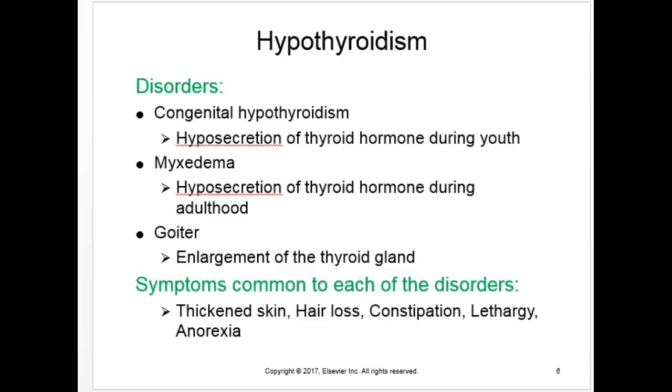Another disorder is called a goiter. So people will have a goiter. It'll be a big lump in their throat. Some people don't do anything about it, and they still have this big thing in their throat. And some people have surgery. It just depends on the symptoms that you're having.